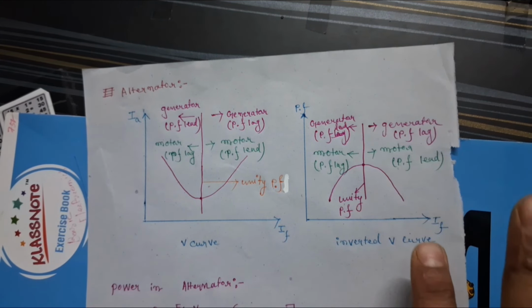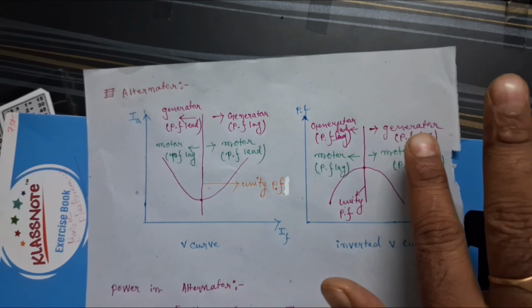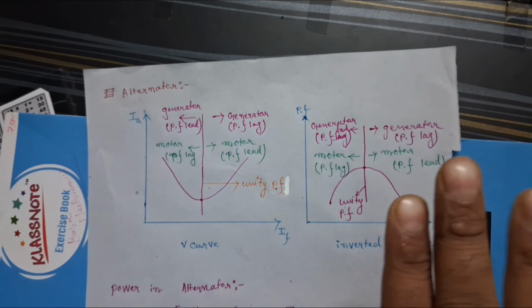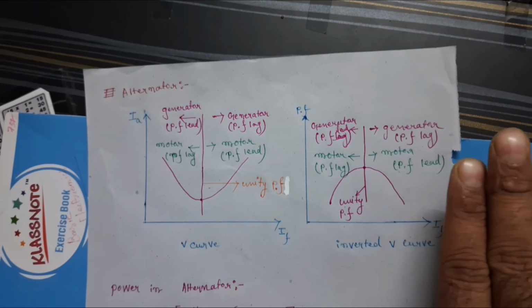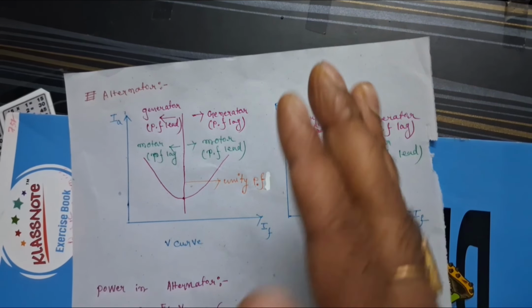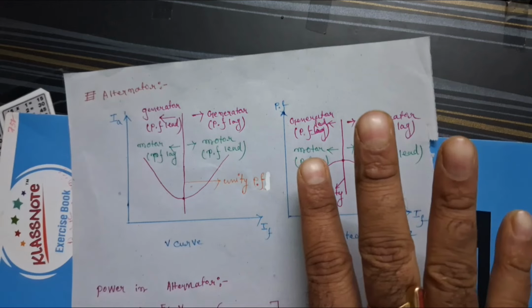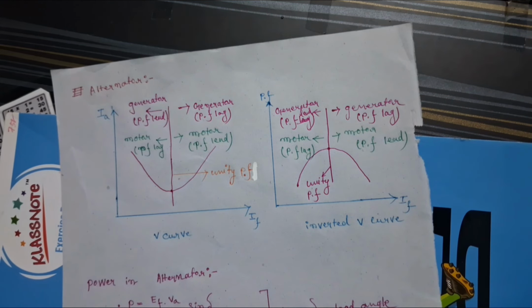Then you have to see the figure of inverted V-curve. For inverted V-curve, on the right side of this line, the generator or alternator works in PF lagging power factor and the motor or synchronous motor works in PF leading power factor. And on the left side of this line, the generator works in PF leading and the motor works in PF lagging. And this line is denoted by unity power factor.